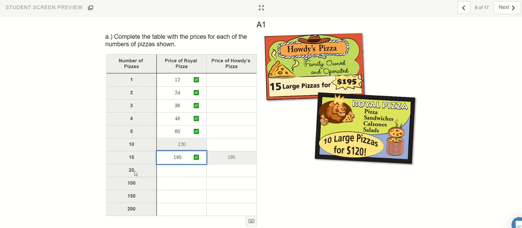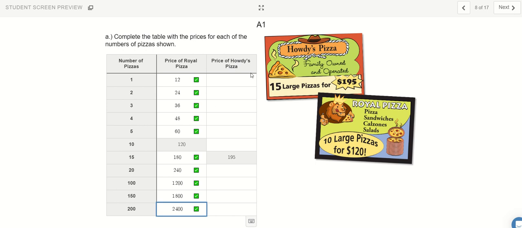Let's do 20. Isn't that just 10 doubled? If I have 10 pizzas, it costs 120, and if I double that, it's going to be 240. Isn't 100 just 10 times 10? So I'm going to take 1200 and times it by 10. Here we're adding 50 more pizzas. Half of this would be 600, so 50 more would be 1800. And then if I double 100, it would be $2,400. Again, that's a lot of pizzas.